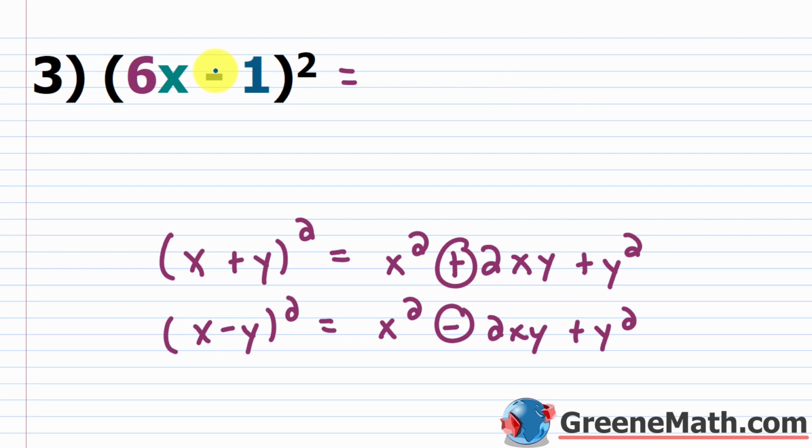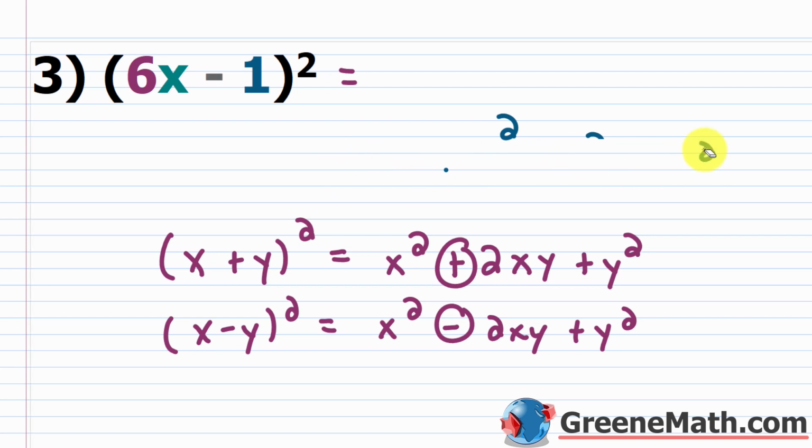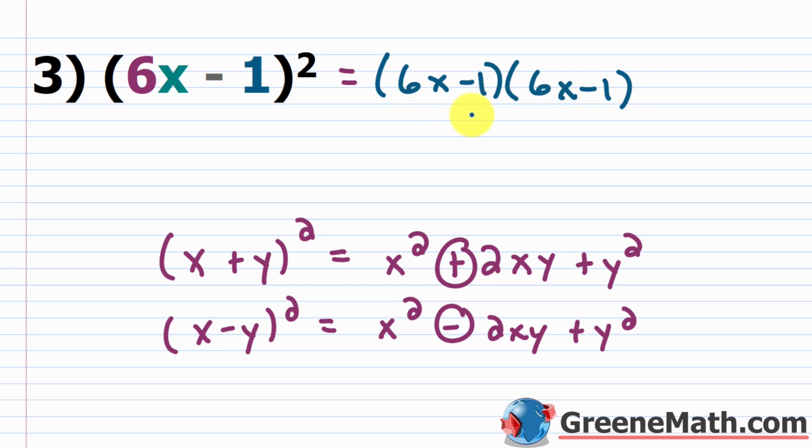Very common mistake. You can only do that if you had something like, let's say I had 6, and for clarity, I'm going to put times x and then times 5 like this, and I squared that. Well, we know that there's a rule where this exponent applies to each factor. So this is equal to 6 squared times x squared times 5 squared. So you can do that with multiplication. But if this is subtraction or addition, you cannot do this, okay? You have to actually legally expand this into the quantity 6x minus 1 times the quantity 6x minus 1. So this must be expanded.